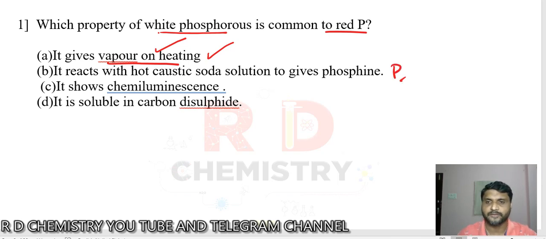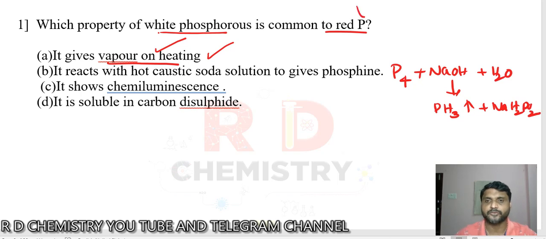Only white phosphorus P4 reacts with sodium hydroxide solution to give phosphine PH3, a poisonous gas, and sodium hypophosphite, whereas red phosphorus will not give this. Third one, it shows chemiluminescence. Chemiluminescence means it glows in the dark. Only white phosphorus glows in the dark, not red phosphorus.